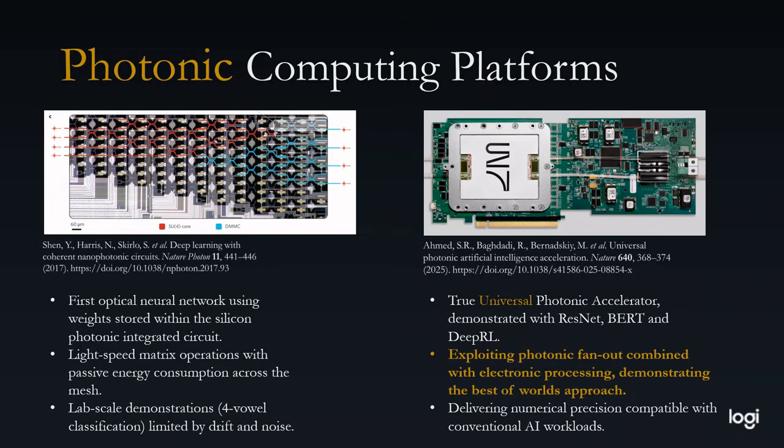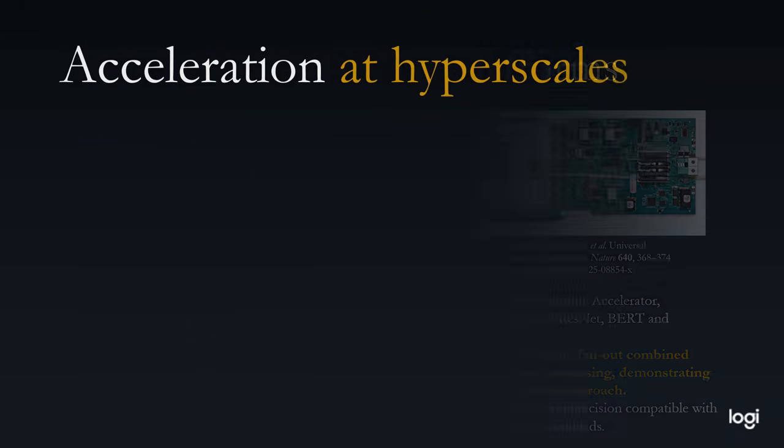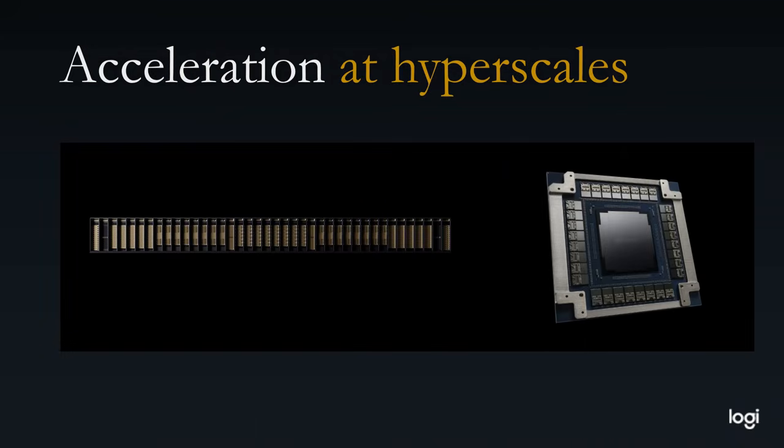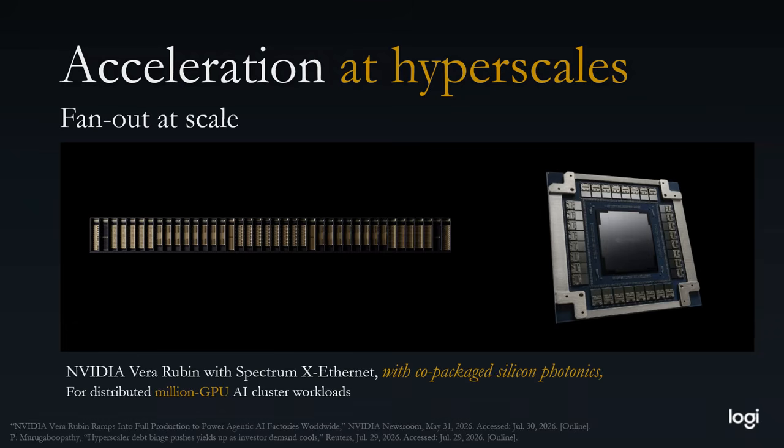And the industry was watching, it took action, and immediately we have NVIDIA jumping into the picture. NVIDIA employed photonic fan-out at scale. So this is the NVIDIA Vera Rubin with Spectrum X Ethernet with co-packaged silicon photonics. So you basically put the photonics right onto the chip. And you need this because if you are thinking about million-GPU AI cluster workloads, which is where everybody is moving towards these days, you need efficient data transfer between GPUs on the scale of a data center.